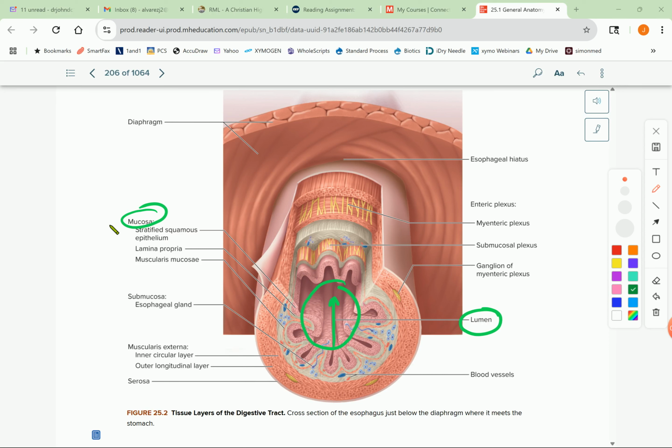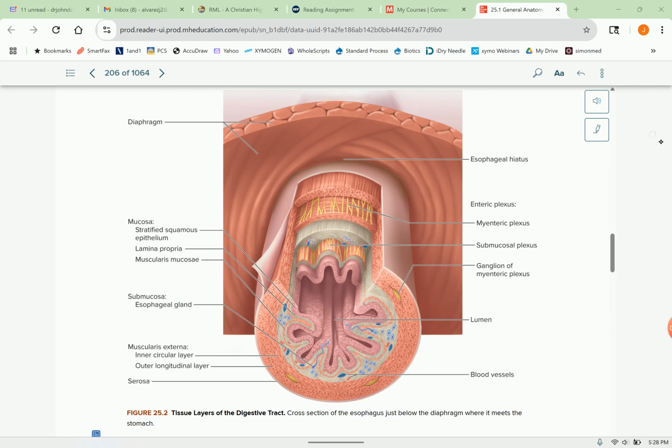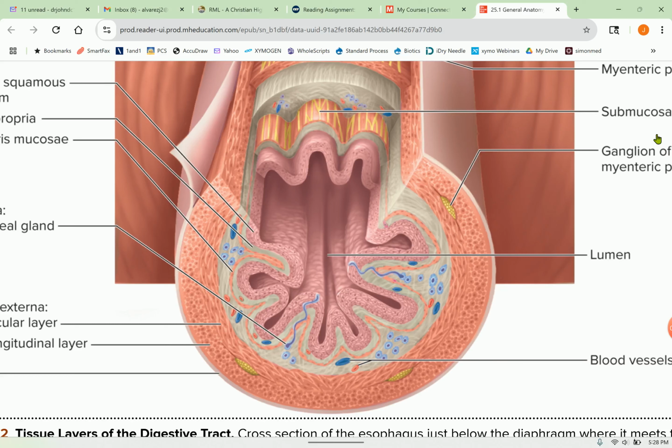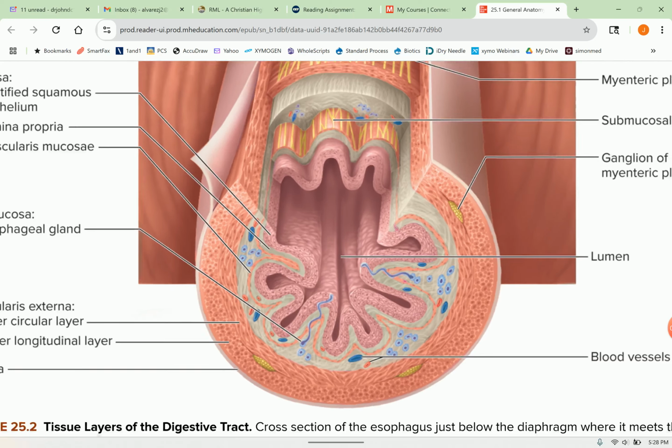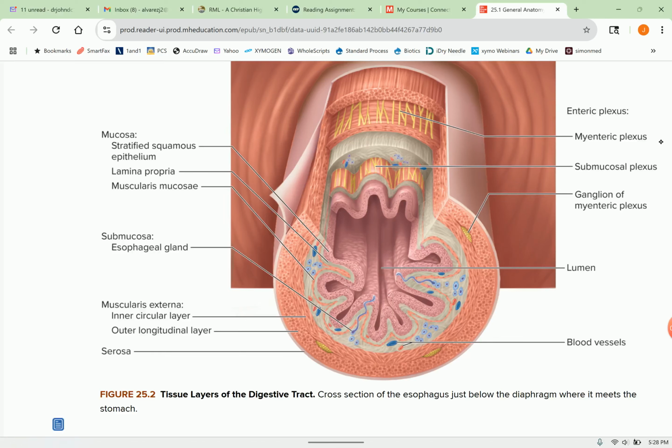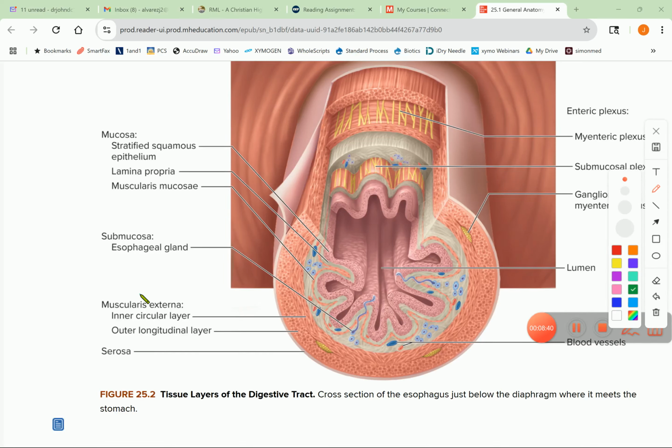All right, the next layer out is the submucosa. If you zoom in close to this, you'll see that there's a lot of cells. So blood vessels, arteries, and veins are going to be found in that submucosal area. And then you've got a muscle layer. So the muscularis, and it is smooth muscle.